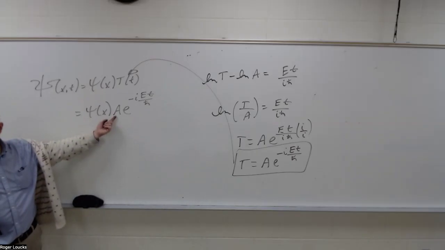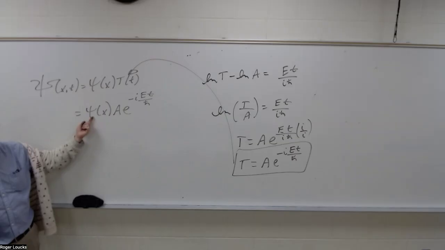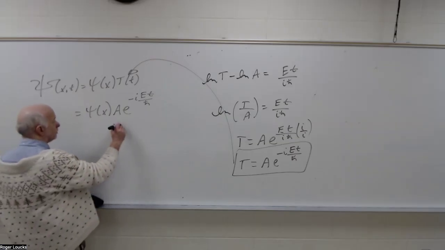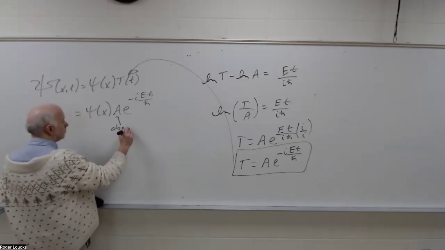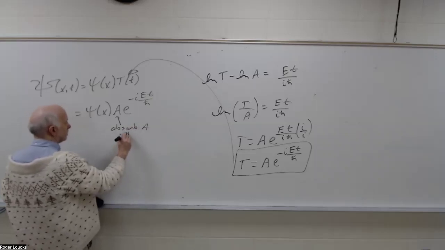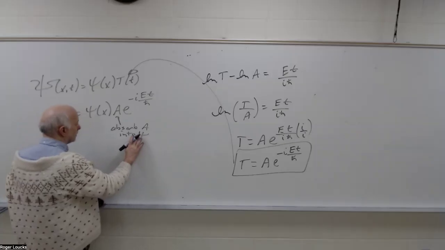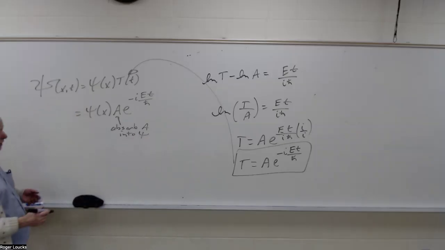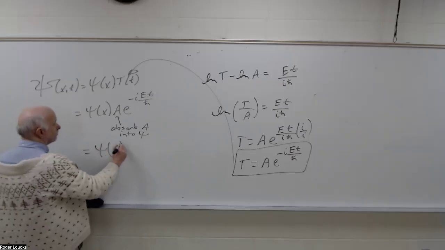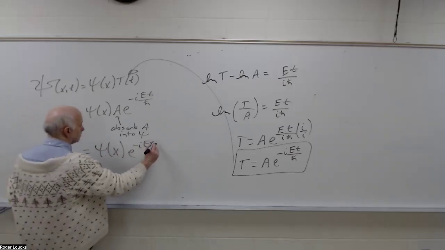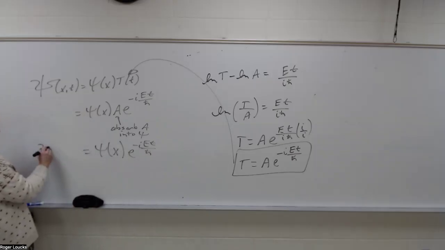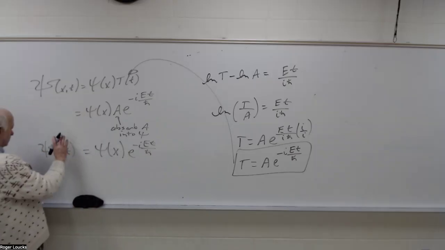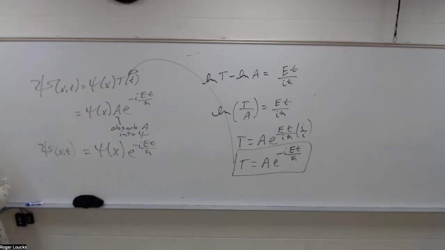So what do you think I can do to that A then? I'm going to basically absorb this here and just call that a new psi. So absorb A. It's ultimately going to become a normalization constant. We don't know that yet. And that goes with this. So we're going to have things of this form here. Those of you who have had optics with me, you might start recognizing this.